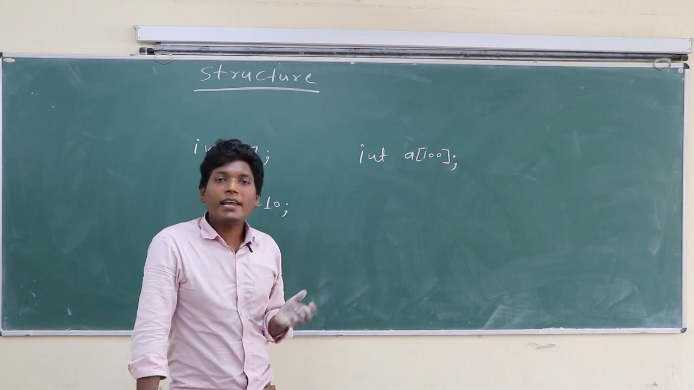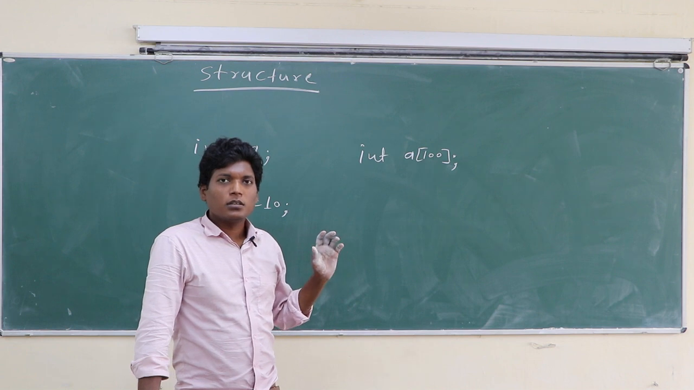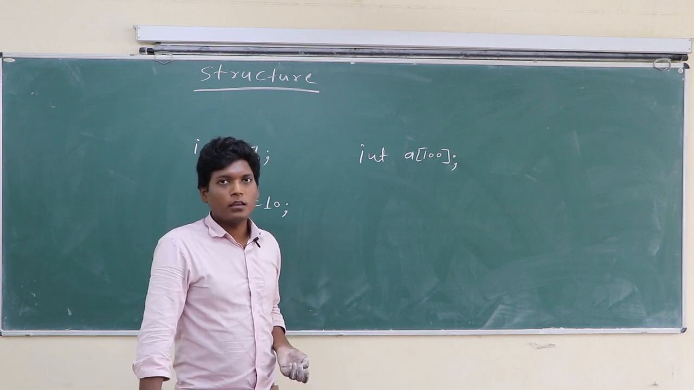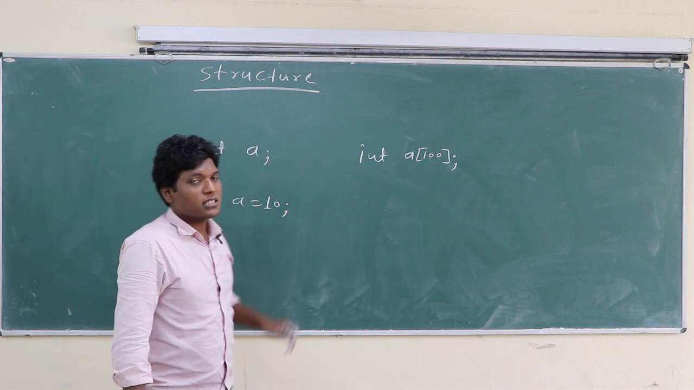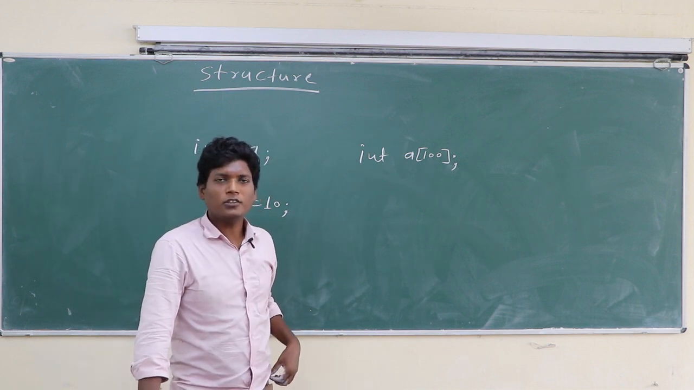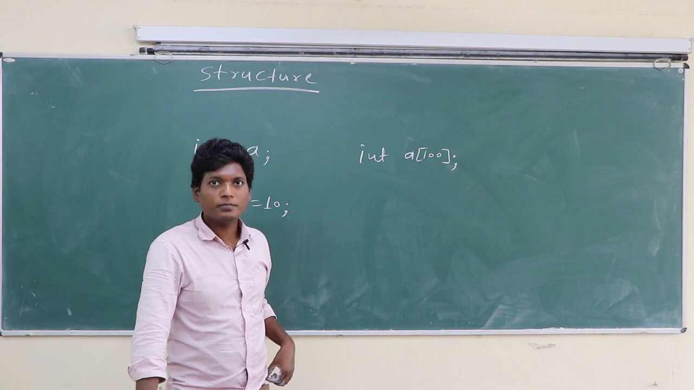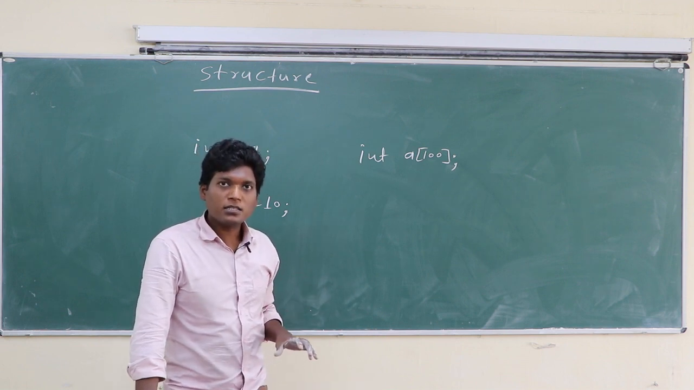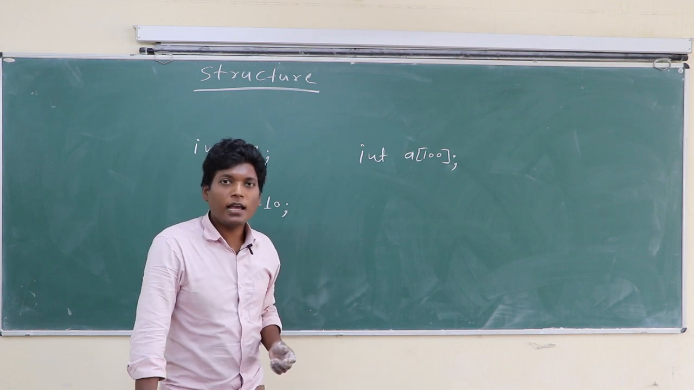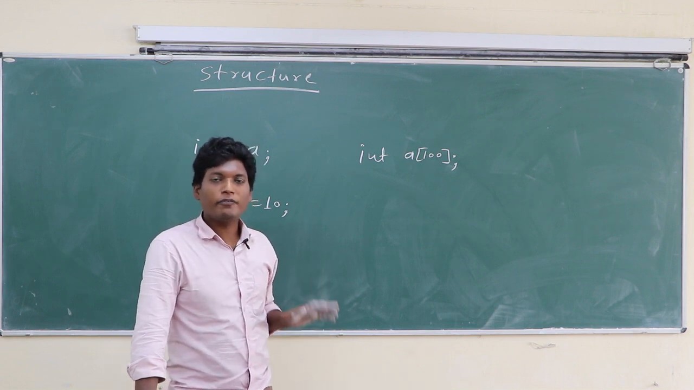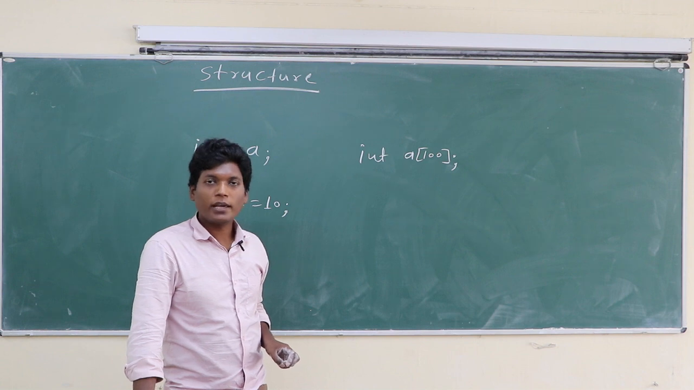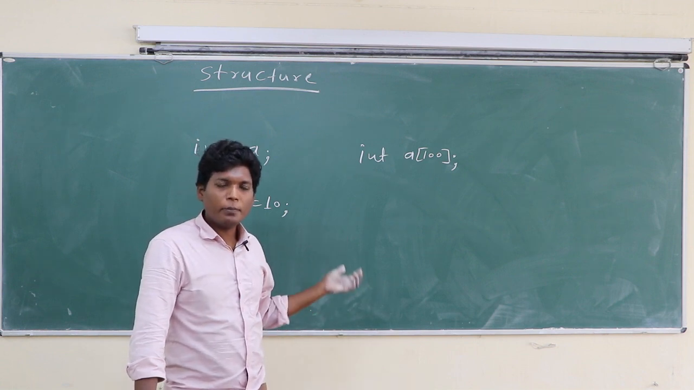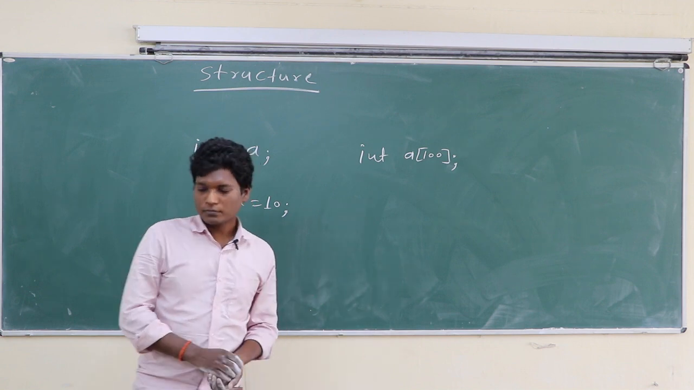Okay, but an array can store all elements of the same type. This is the problem of array. But structure is a concept. Structure is a user defined data type, where we can store multiple elements, and those multiple elements can be of different types. That is the advantage of structure over the variable and over the array.